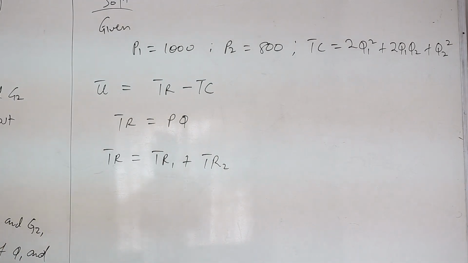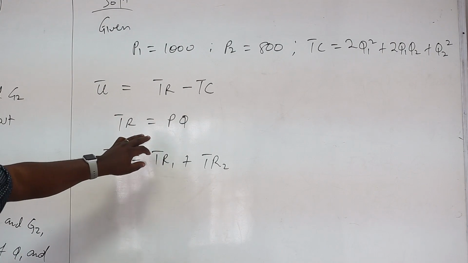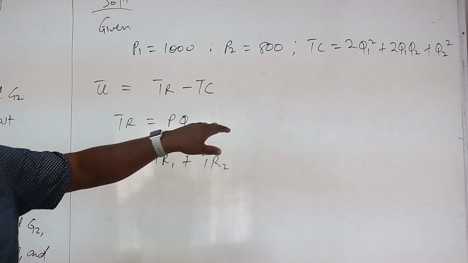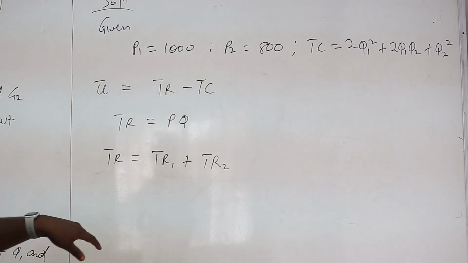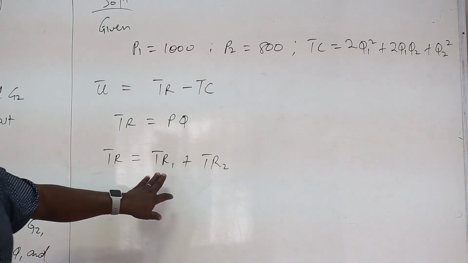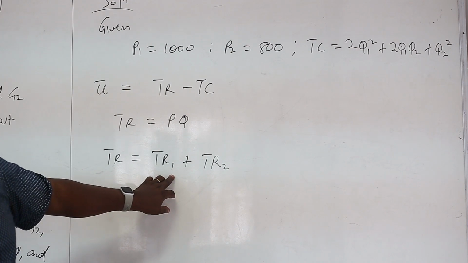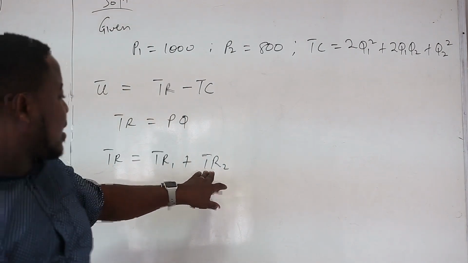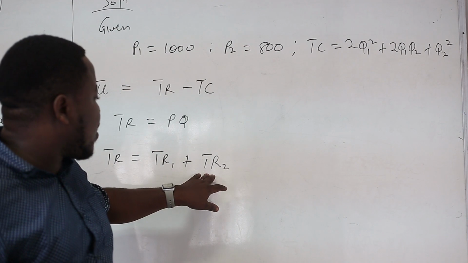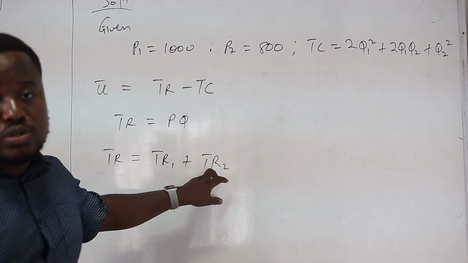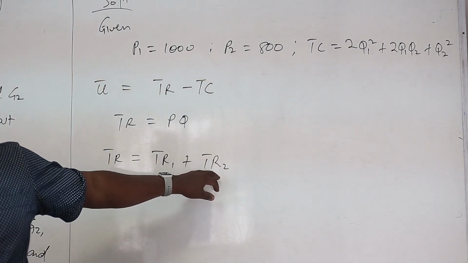Then we will know that this is the definition of total revenue. Total revenue is equal to price times quantity. So when you want to find total revenue from good 1, we just have to multiply the price of good 1 by the quantity produced of good 1. Then the total revenue from good 2 will be the price of good 2 times the quantity produced from good 2.